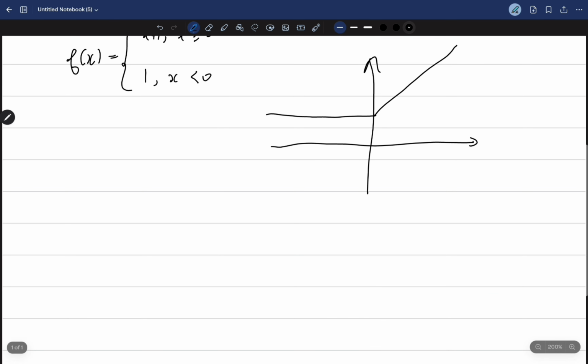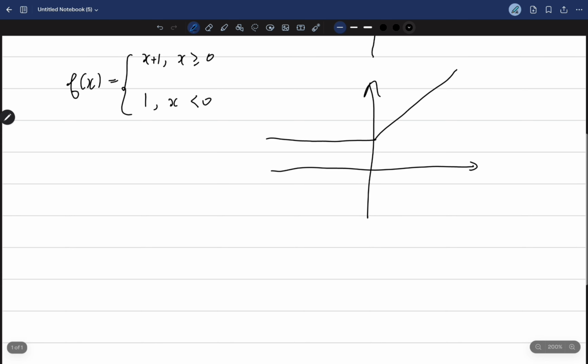as I said, this function doesn't have a derivative at 0, and then we can show that. To show this, we have to calculate the derivative at 0. So by definition, I will calculate the derivative from the right and then from the left and see if they are equal. If they are equal, then this function has a derivative. If they are different, then the function doesn't have a derivative.